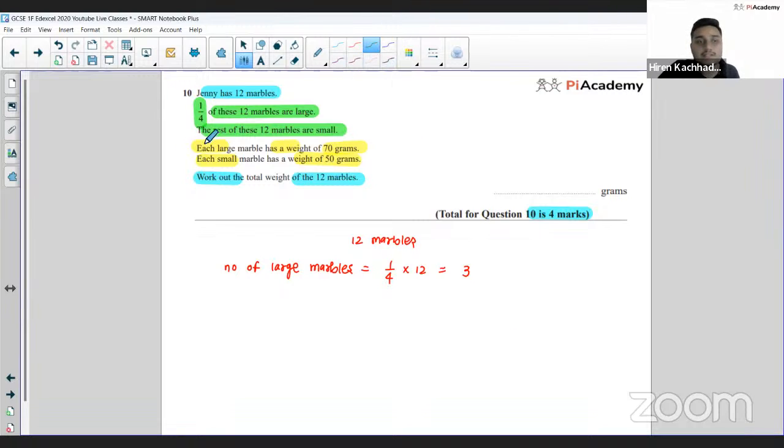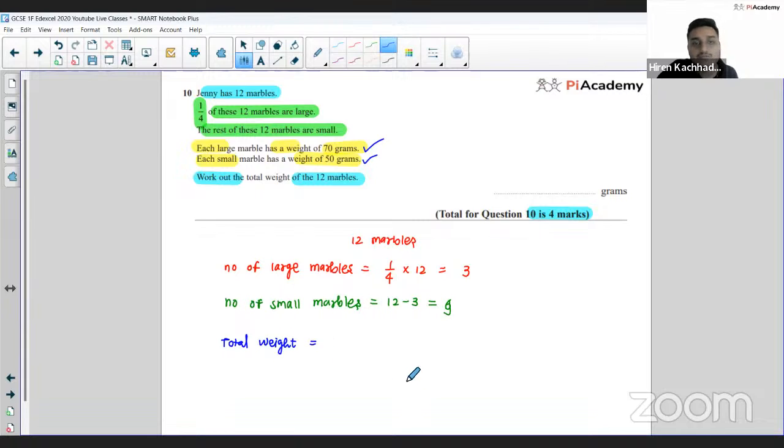Now the next thing is, let's look at the third line. The rest of them are small, right? So we can write the number of small marbles equals 12 minus 3, so that is surely 9, right? Now, once you know the number of large and small marbles, you know the weight for each marble. Each large marble weighs 70 grams and each small marble weighs 50 grams. It is already given to you, and you are finding the total weight.